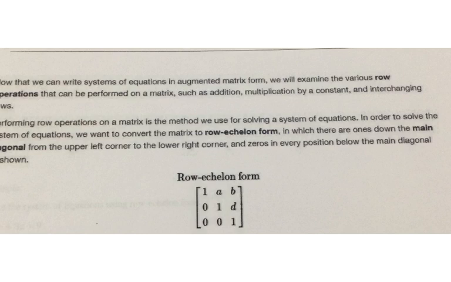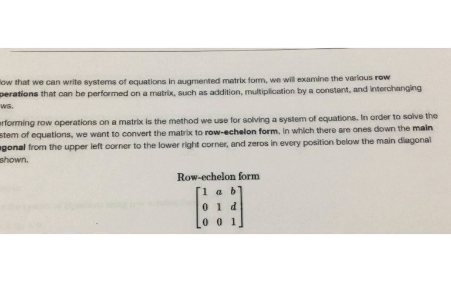We can do that with matrices. And that's called a row operation. Now that we can write systems of equations in augmented matrix form, we will examine the various row operations that can be performed on a matrix, such as addition, multiplication by a constant, and interchanging rows. Performing row operations on a matrix is a method we use for solving systems of equations.